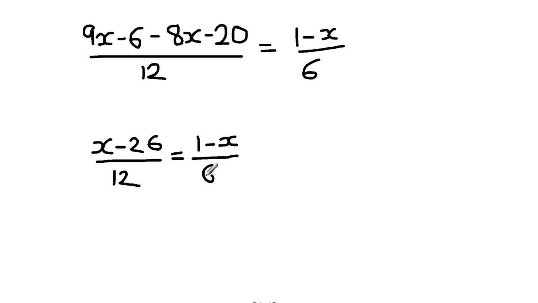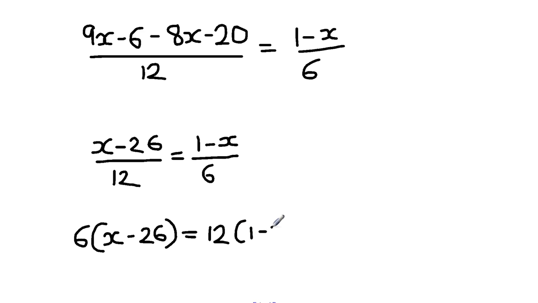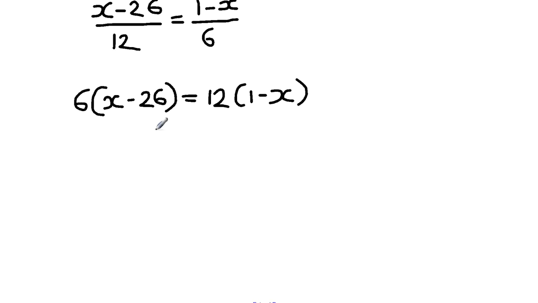At this point, I'm going to cross multiply. So we should have 6 open bracket x minus 26 close brackets equals 12 open bracket 1 minus x close bracket. I'm going to expand the brackets, so we should have 6x minus 156 equals 12 minus 12x.